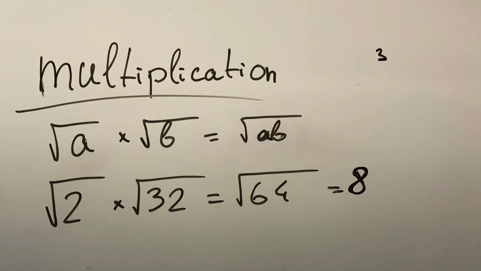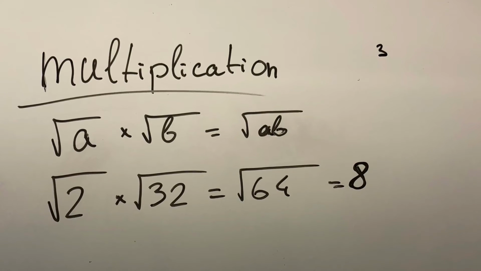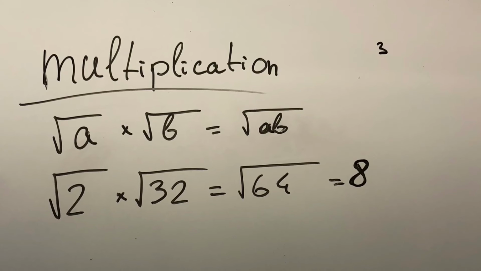And after that, you have to simplify it. And the root of 64 is 8. So the answer of root 2 times root 32 is 8.